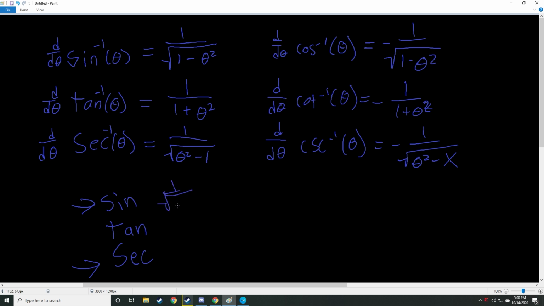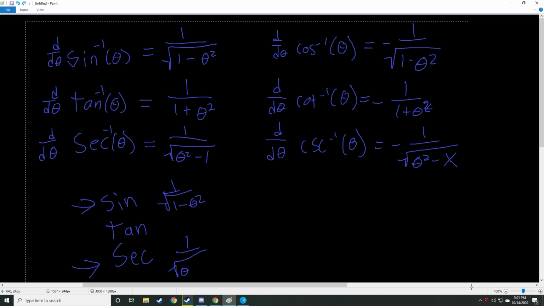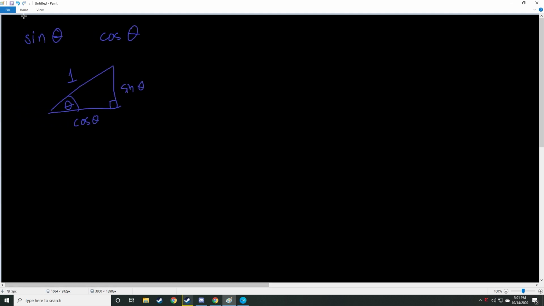I know that this has a subtraction. You kind of just got to remember this is 1 minus. And this over here is theta squared minus 1. And then tangent, that's just 1 over 1 plus theta squared. And then sine goes to cosine, tangent goes to cotangent, and secant goes to cosecant, and you just literally add the negative sign. All right, so that's how I memorize the derivatives of inverse trig functions. This was particularly useful in calculus class to memorize those.